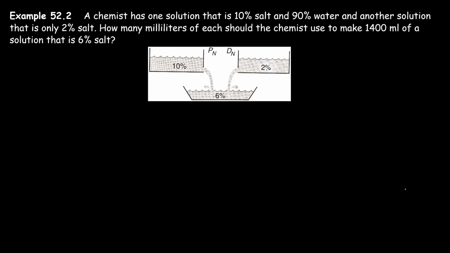Okay, so we have the same kind of situation here. He has one solution that's 10% salt, and they tell you also that it's 90% water. So basically, all these solutions are salt water. So if it's 10% salt, it's 90% water. The one that's 2% salt is 98% water, and the one that is 6% salt is 94% water. And the only reason they're telling you that is because in your second equation, you could write it about water instead of about salt, and you'd get the same exact answer.